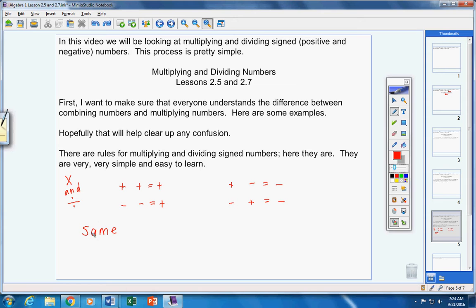Can I make this so easy for you? If the signs are the same, you get a positive. And if the signs are different, then you get a negative answer. That's for multiplying, and that's for dividing. That is so easy, guys. Same signs, positive. Different signs, negative. That's all there is to it.